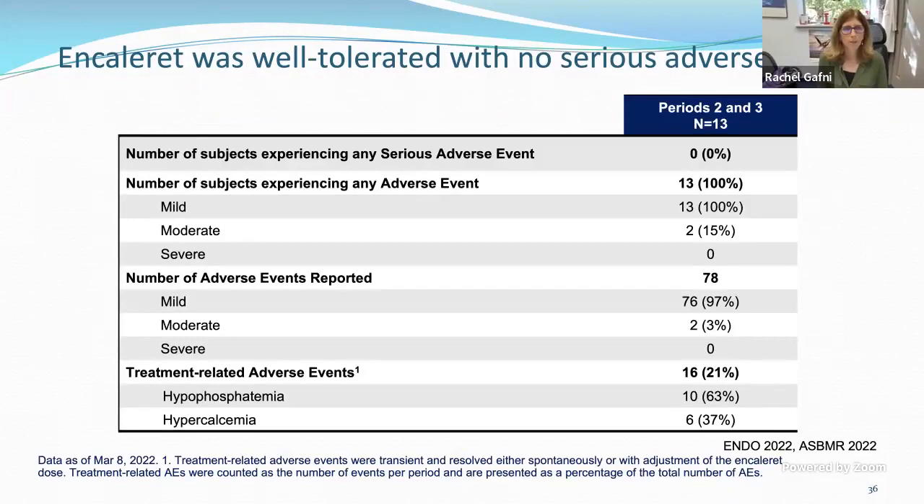So what about side effects? Encalaret was well tolerated with no serious adverse events. The only treatment-related adverse events we saw were some mild hypophosphatemia and hypercalcemia, where the blood phosphate level was a little bit low and the blood calcium level went a little bit high while we were adjusting the dose. But these were transient, asymptomatic, and corrected once we got the right dose.